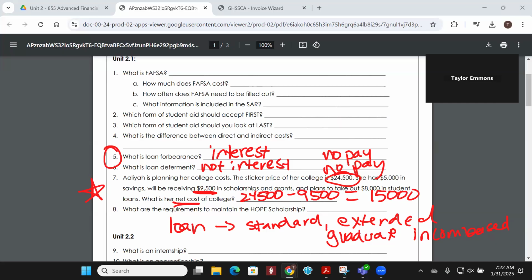Okay. What type of financial aid should you prioritize first? Think about it. Think about the question again. What type of financial aid would you first prioritize? Grants and scholarships.